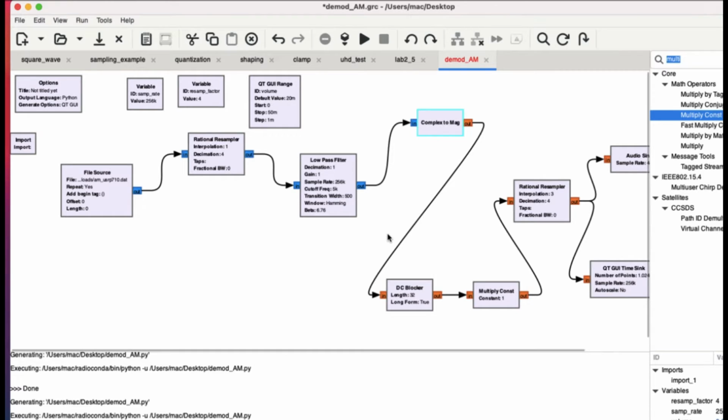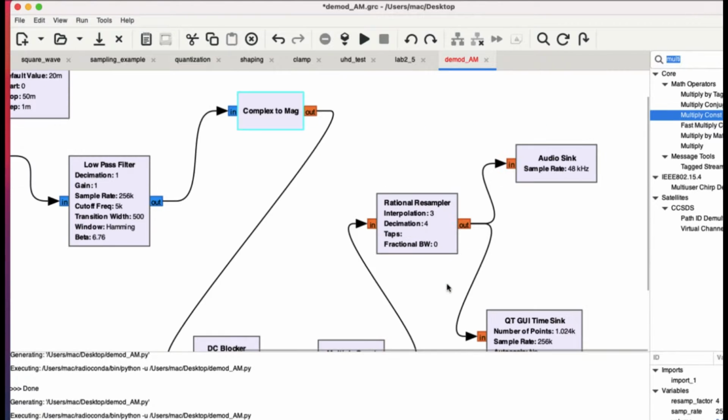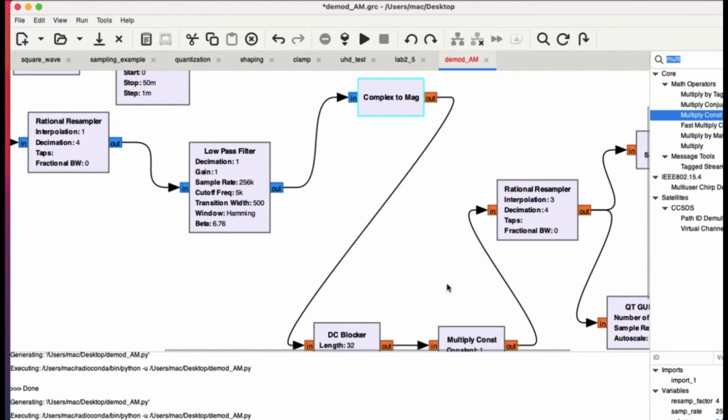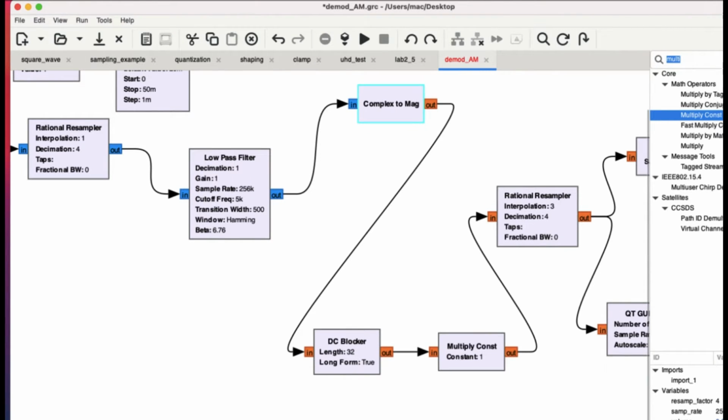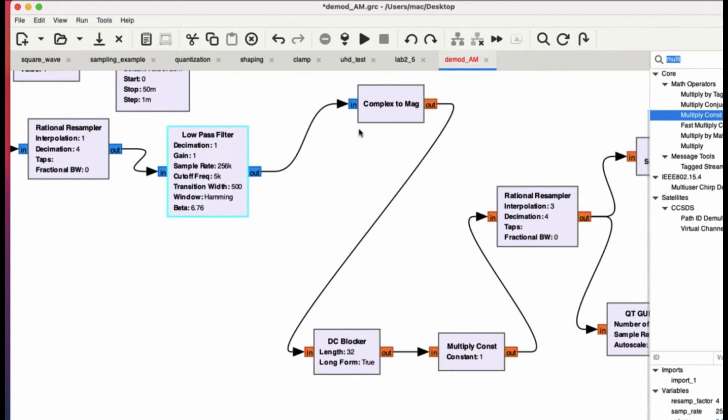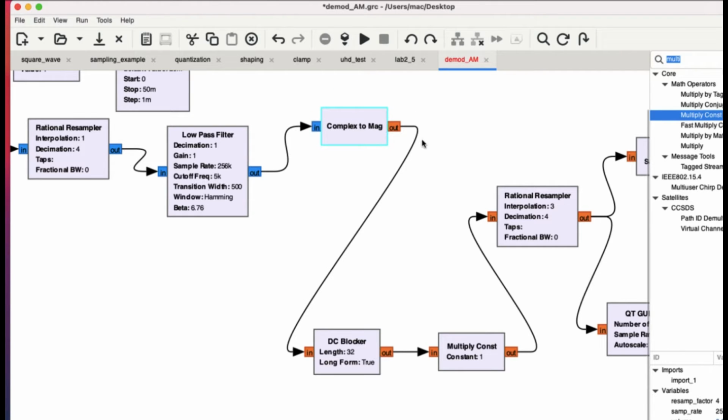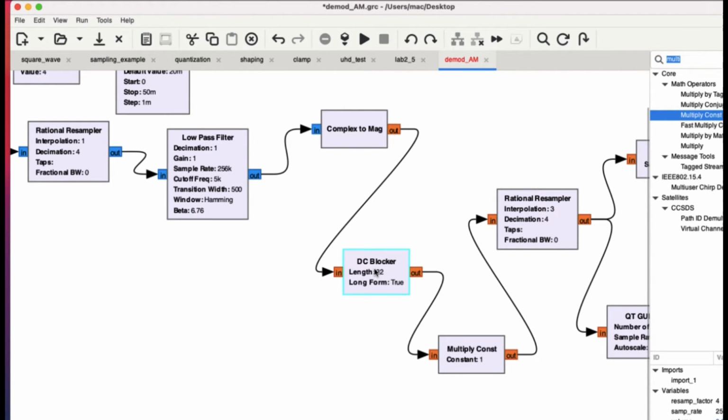Now the next thing you want to do, if you look at this, the next block that you see, which is right here, after complex to magnitude, is a DC blocker. A DC blocker is just a fancy way of blocking your DC components. That's all it does. If you put it there, that's fine. If you don't put it there, that's perfectly fine.